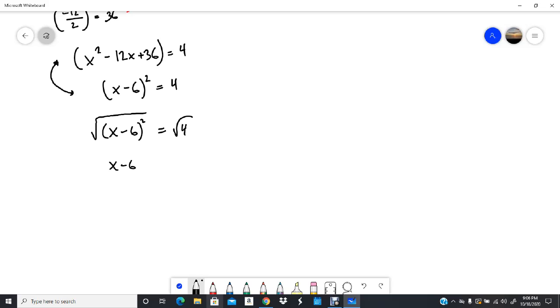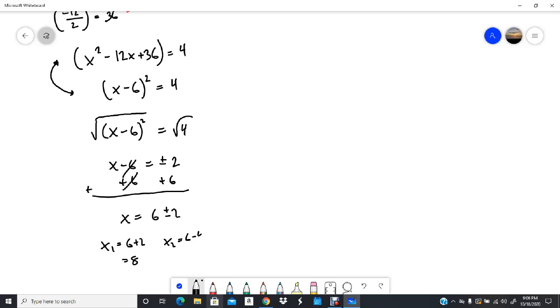So this becomes x minus 6. Since we're introducing a radical, a square root, we take the positive and negative version, and we add a 6 to both sides, which we get x equals 6 plus or minus 2, meaning the first root is 6 plus 2, which is 8. The second root is 6 minus 2, which is 4. And these are the x-intercepts of this quadratic.